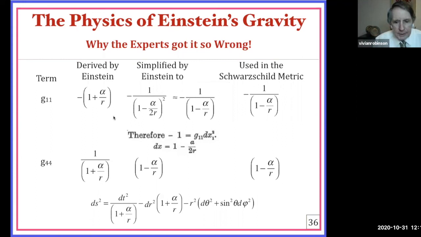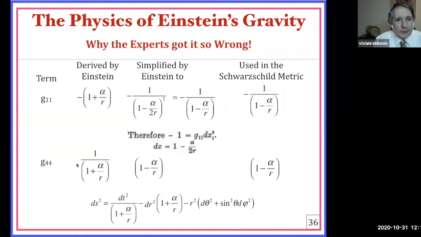In his equation 71, he went on to express a derivative as dx equals 1 minus alpha over 2r. And you can see here that basically comes here. When r is much, much greater than alpha, that is an approximation to the square root of that. When that term is squared to get back to G11, it becomes this term: 1 over 1 minus alpha over r. The Schwarzschild metric uses this term.